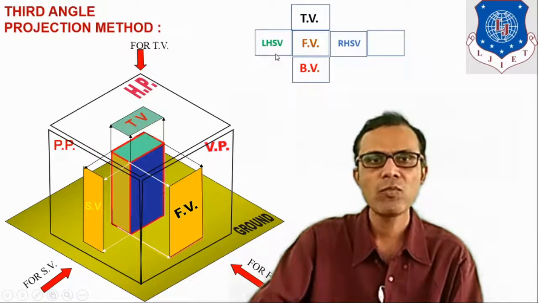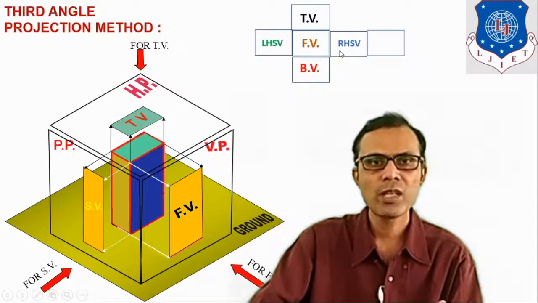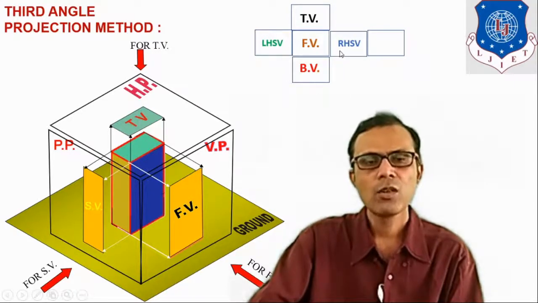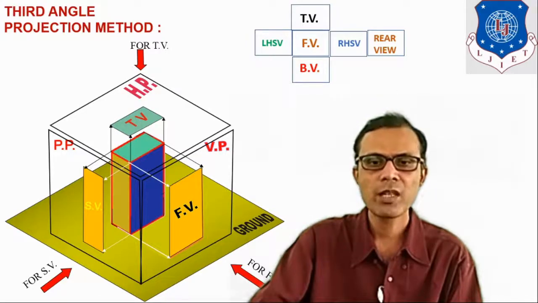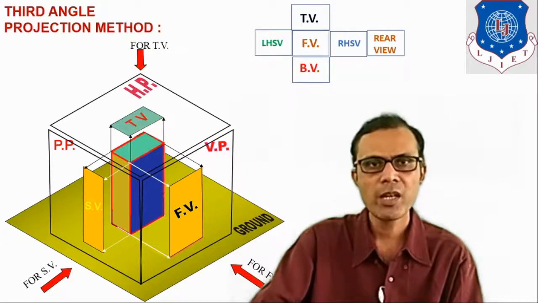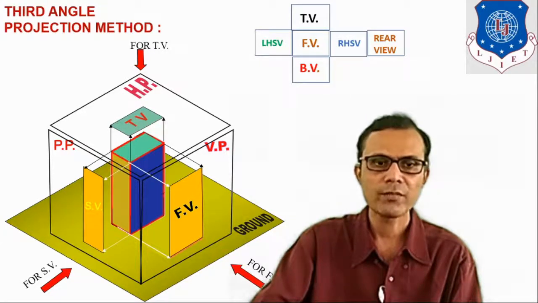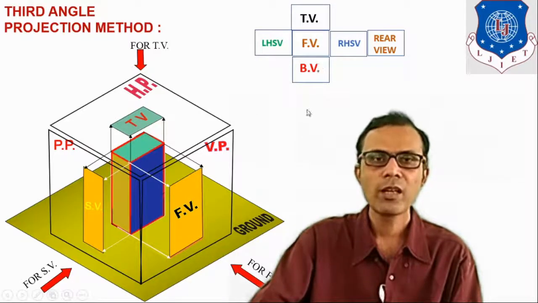So left hand side view is placed towards left side of the front view, right hand side view is placed towards right side of the front view, and rear view is placed towards right hand side view. So these are the arrangement of the views in case of third angle projection method. So here you can understand the difference between first angle and third angle projection method.